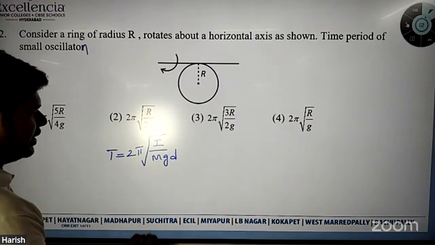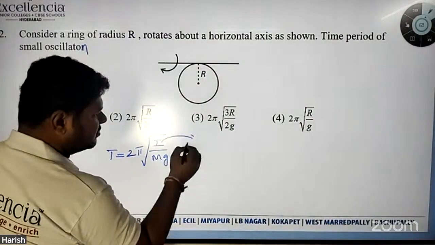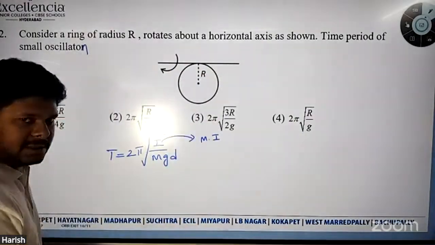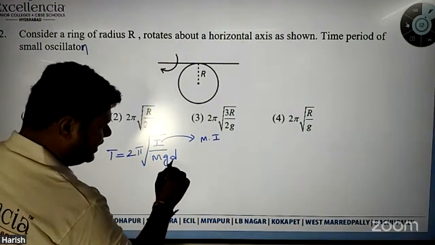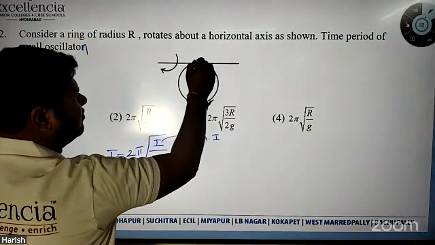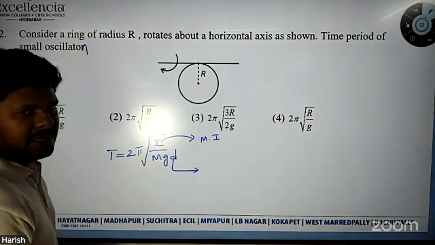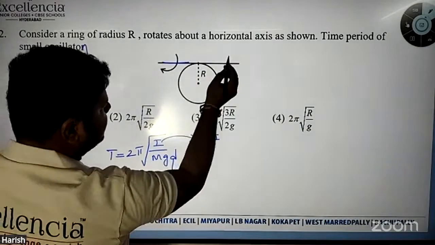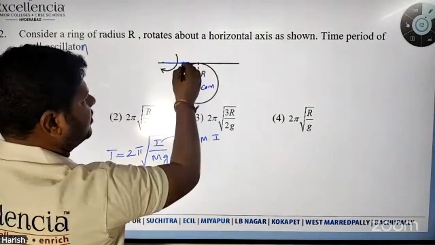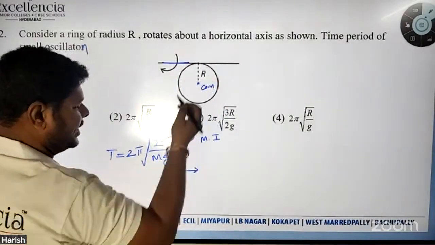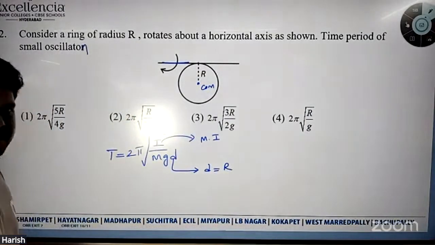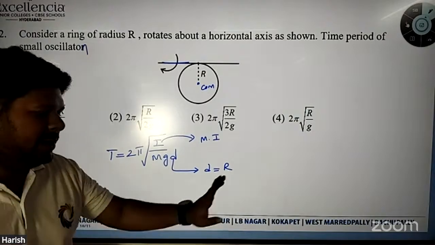Right? So, as we all know, I stands for the moment of inertia about the given axis that we need to find out. And d is the perpendicular distance from the axis of rotation to the center of mass. You can see this is the axis of rotation and this is the center of mass. So the distance from the axis to the center of mass is nothing but the radius. So d will be equal to r.